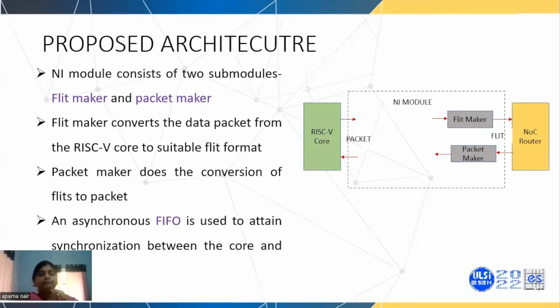From the router, when the flits reach the RISC-V core, they have to be converted back to the form of a packet. So this conversion takes place in the packet maker module. Now, as I have already mentioned, the major challenge that we will be facing is the synchronization between the cores and the router. So an asynchronous FIFO has been implemented between the flit maker and packet maker modules and the RISC-V core to synchronize between the modules. The FIFO that we have used is 32-bit wide and 8 deep.